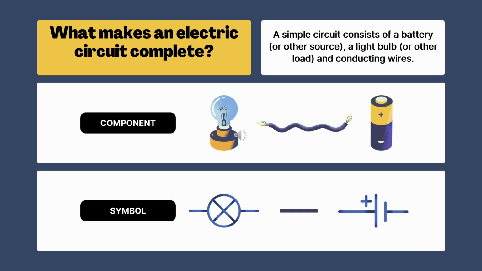So students, what makes an electric circuit complete? It's simple. A simple circuit consists of a battery, a light bulb, and conducting wires. If any one of these is not there in the circuit, then it becomes an incomplete circuit.